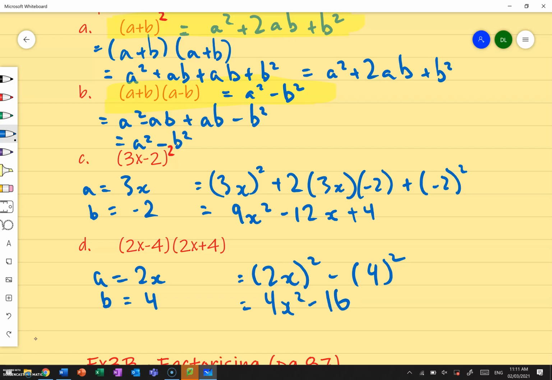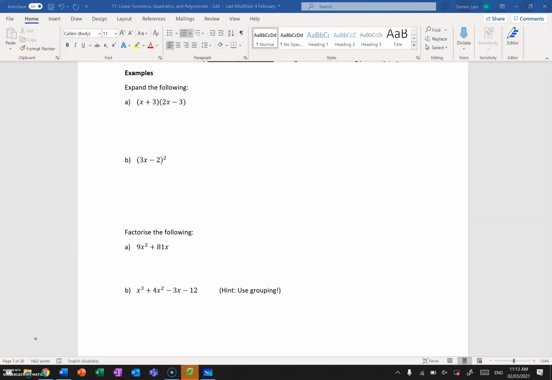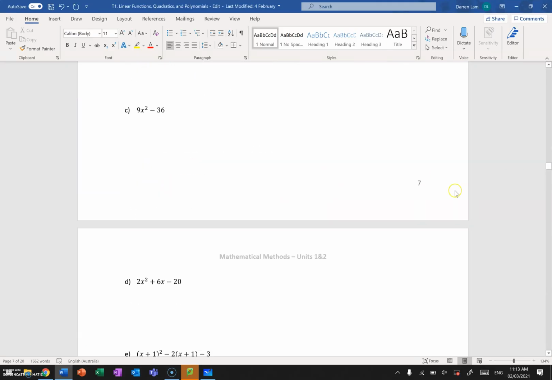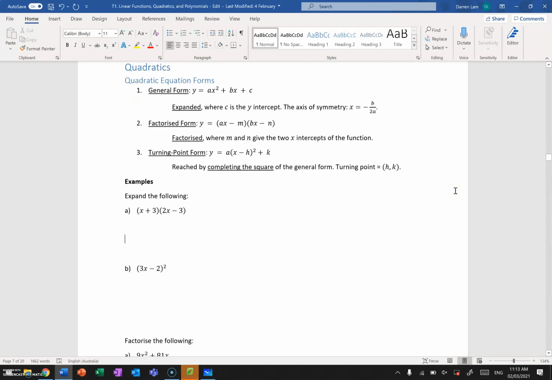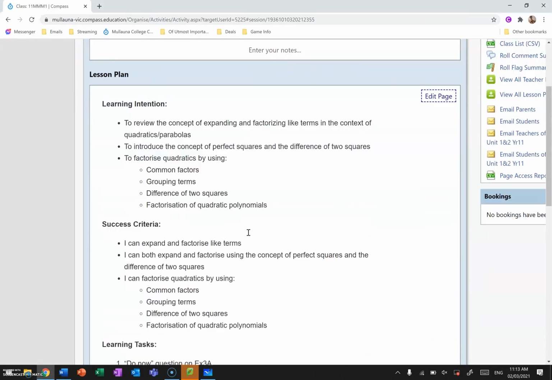Any questions? No? I'm going to move on to introducing exercise 3B from page 87 of your textbook, but I'm going to use the booklet that I've given you at the start of the year. So in our booklet over here, go to page 7. So it starts with quadratic and quadratic equation forms. Now, if you don't have it, that's fine. Just look at my screen over here.